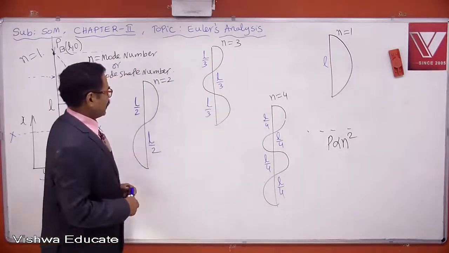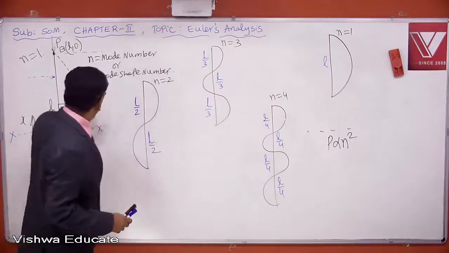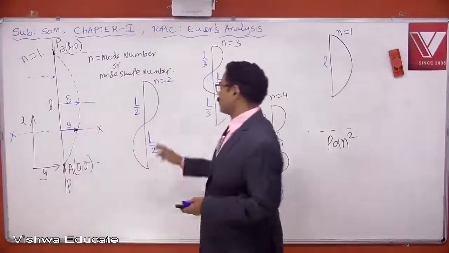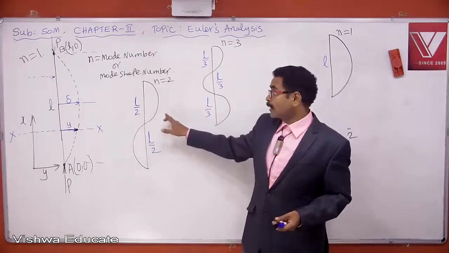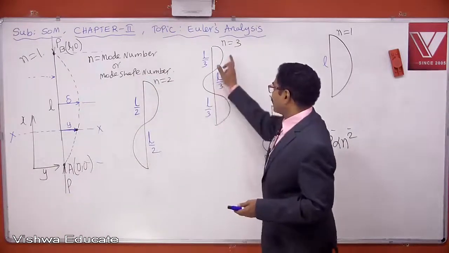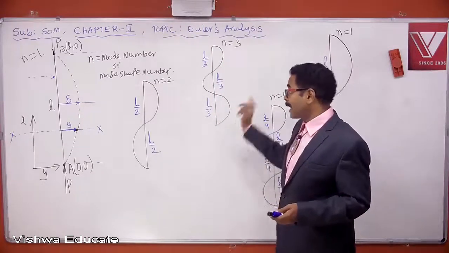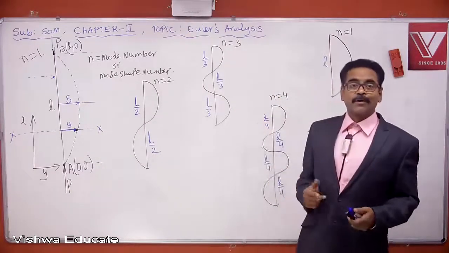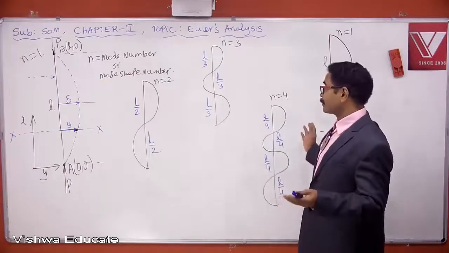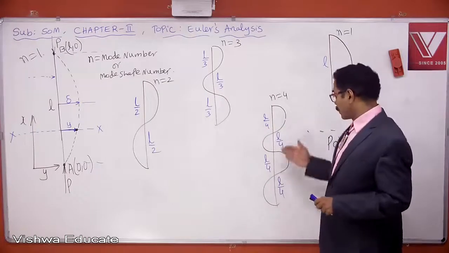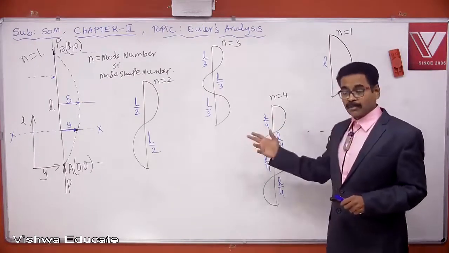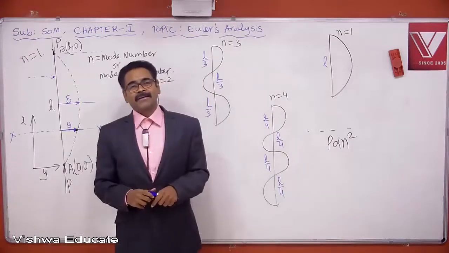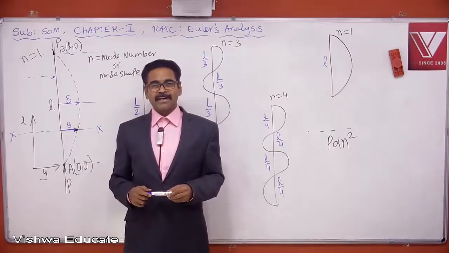A little explanation here. If any column buckles like this, instead of like this, critical load becomes 4 times the original critical load. If any column buckles like this, critical load becomes 9 times the original critical load. If any column buckles like this, critical load becomes 16 times the original critical load. Critical load is getting multiplied when you increase mode number. What is next? n equal to 5 will come 25 times. Next 36 times. Next 49 times. 64 times.